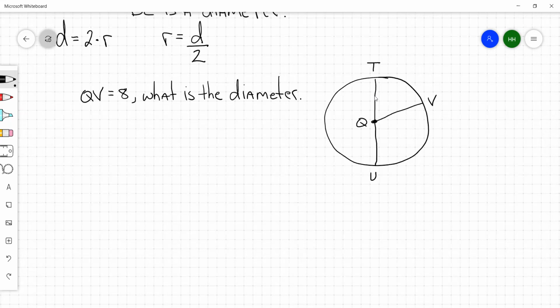Yeah, very good. Q to V is 8, that's a radius, right? So that makes your radius equal to 8, your diameter equal to 16. Because look, if Q to V is 8, then Q to T is also 8, which makes Q to U 8, which makes T to U, which is the diameter, 16.